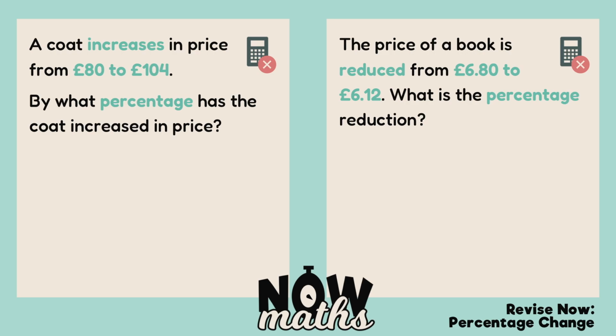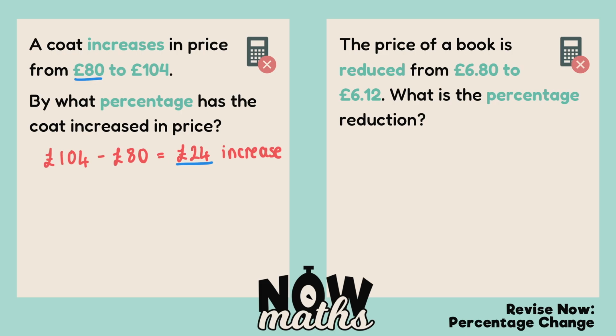So we're going to subtract the old price from the new price. So that's £104, subtract £80, and this tells us that there has been a £24 increase in price. What we need to work out is by what percentage the price has increased. What we need to know is what percentage £80 has increased by. This means that we need to write £24 as a percentage of £80.